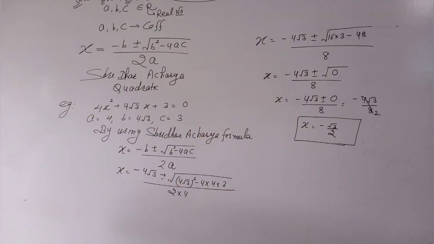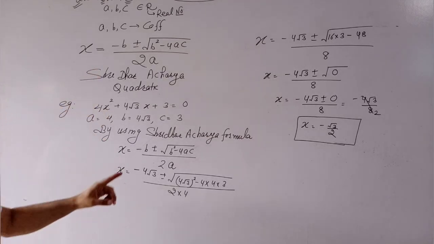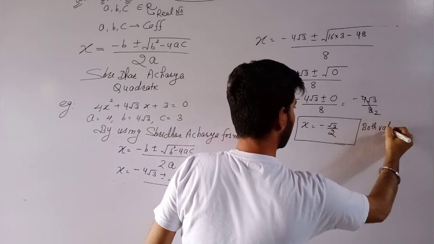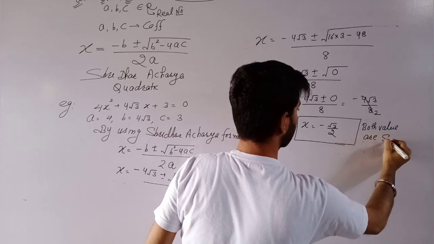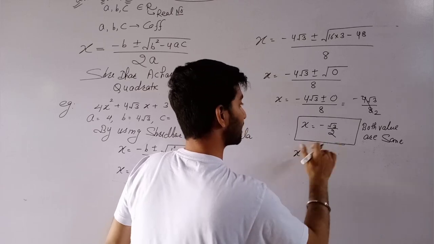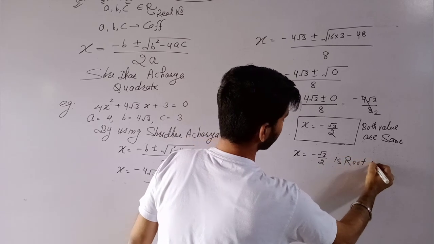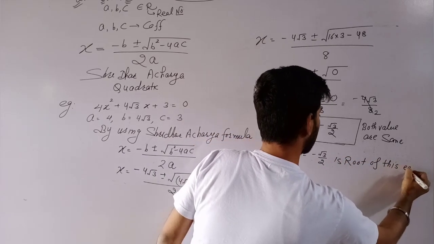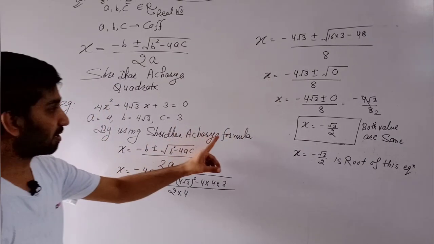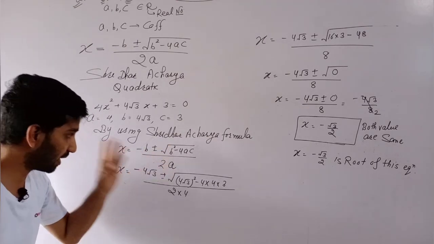Here we got a similar value of x, but we know that a quadratic equation has two values of the variable. It means that both values are the same. It means that x is equal to minus root 3 by 2 and the second value is also minus root 3 by 2. These are the roots of this equation. It is our method using the Sridharacharya quadratic formula. The main formula is x is equal to minus b plus minus root of b square minus 4ac divided by 2a.